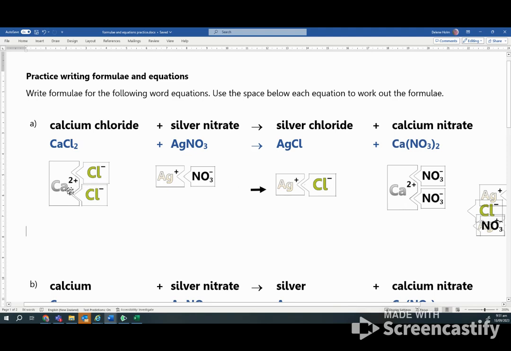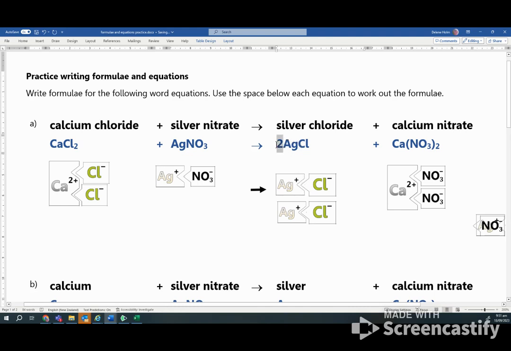Now we balance. So you'll notice I have one calcium and one calcium, so that's fine. But I've got two chlorides on the left side of the arrow and only one on the right. So I am going to need another chloride. But I can't just write a chloride by itself. It's got to have the silver ion with it. So I now need two silver chlorides.